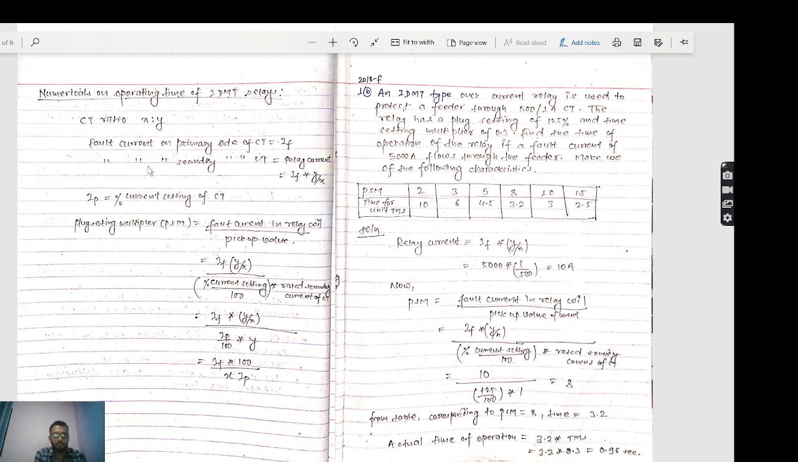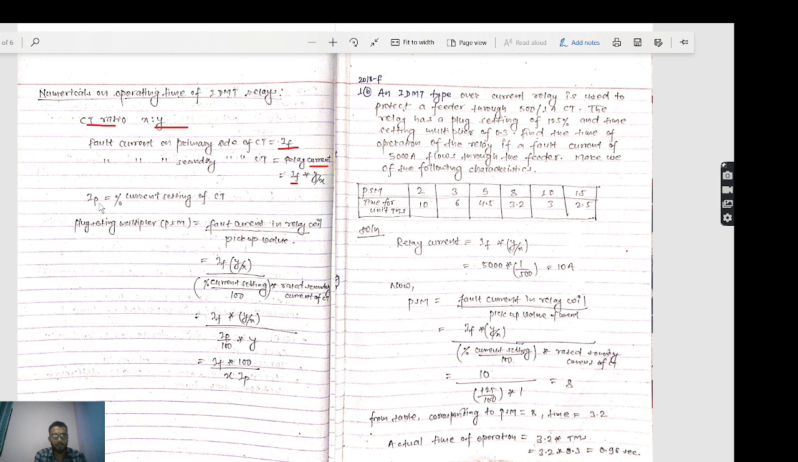Today in this video I'll show you the simplest technique to solve the numerical based on IDMT relay. Suppose we have the CT ratio given as x is to y, and the fault current on the primary side of CT is given as IF. To calculate the fault current on the secondary side, we can simply call it the relay current. So relay current can be calculated as IF into y upon x.